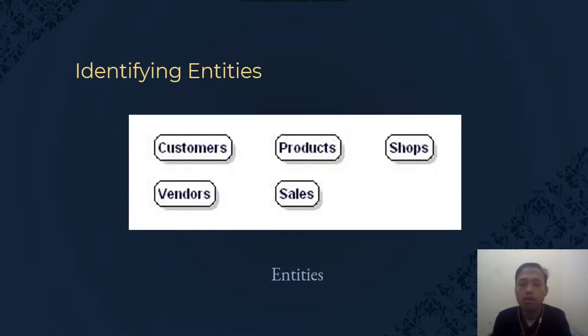Yes. The first step is identifying entities. Entities can be an event or location, or it can be a product, or it can be a person. And we are using these 5 entities as example. So we have customers, product, shops, vendor, and sales.